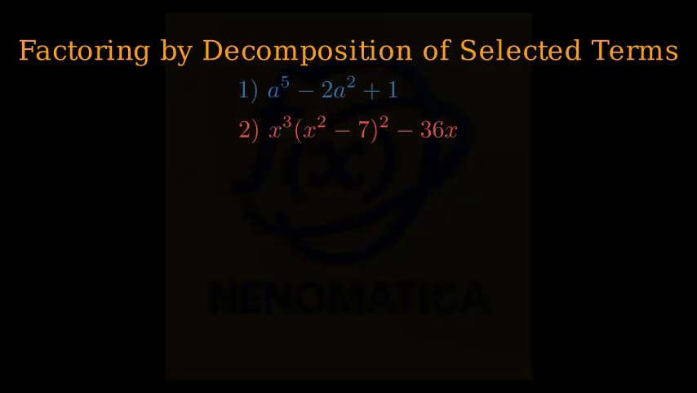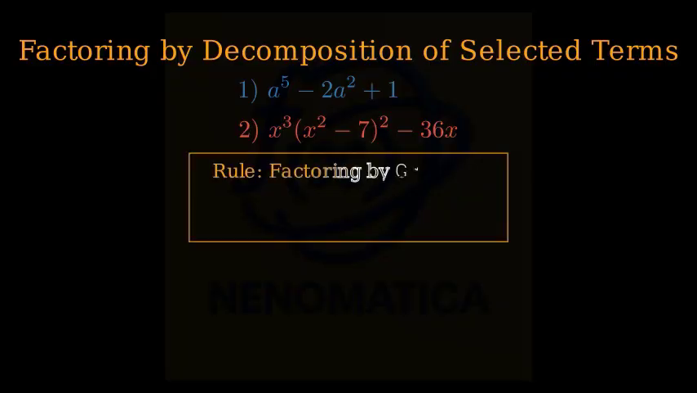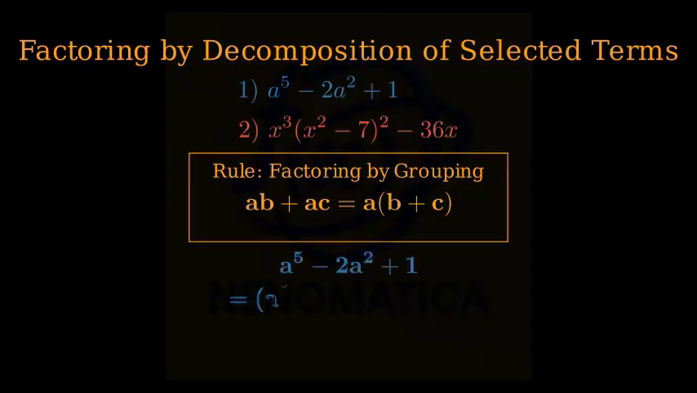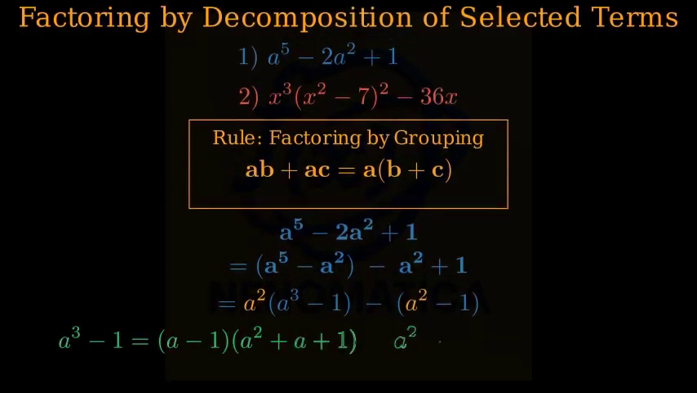Before we begin, let's recall a useful rule. Factoring by grouping says, AB plus AC equals A times the quantity B plus C. We look for a common factor and factor it out. Step 1. Factor a to the fifth minus 2a squared plus 1. We first group strategically: a to the fifth minus a squared, then minus a squared plus 1. From the first group, factor a squared. From the second group, factor out minus (a squared minus 1), a difference of squares, later.